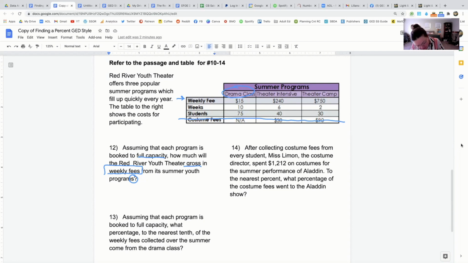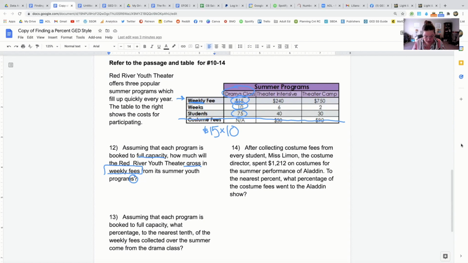Because what's going to happen is each one of the 75 students is going to pay $15 in a weekly fee. So that means once a week for how many weeks? 10 weeks. And that's just the drama class. So that means they're going to pay $15 10 times, right? If they attend for 10 weeks and the weekly fee is $15, they're going to pay that 10 times. Notice I multiplied. Why? Well, literally, we call that a times sign because that is for when we have something repeating over and over again. And we see that $15 repeating.